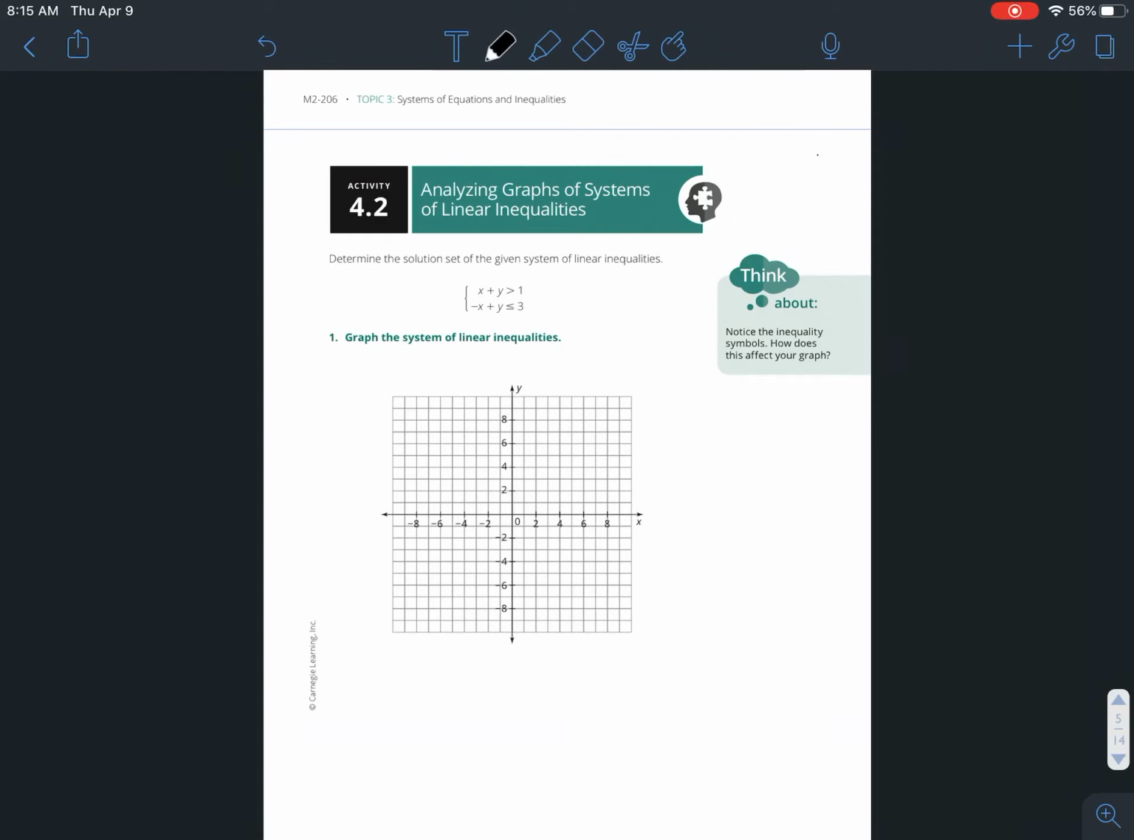Good morning, guys. Today we're going to work on activity 4.2. Get through this, and I may start 4.3 today, or I may just do one lesson and pick up the rest of this on Monday.